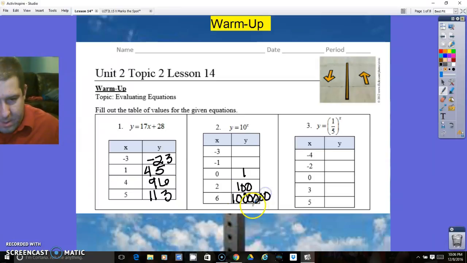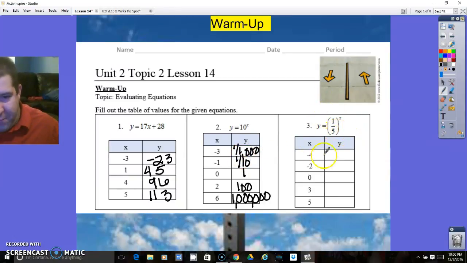Now, when I go to the negatives, so 10 to the negative first is 1/10. If 10 to the positive 1 is 10, 10 to the negative first is 1/10. 10 to the third would be 1,000, so 10 to the negative third would be 1,000th. Because 10 to the negative second would be 100th.